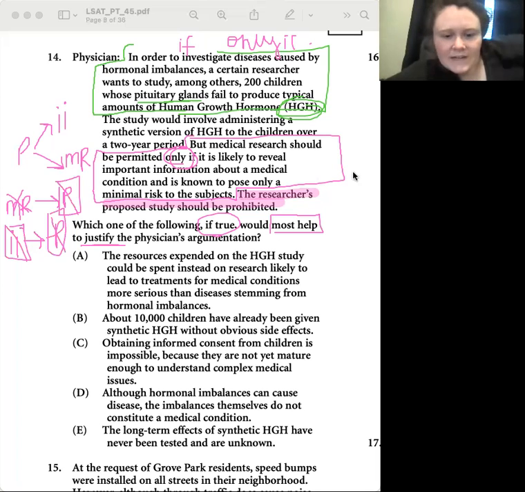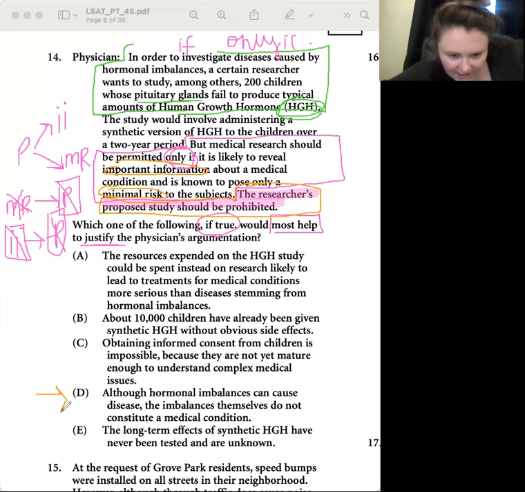So what did you predict here, why should the proposed study be prohibited? Because it's missing one of those two? Yes, if it's either missing the important information key or the minimal risk, then it should be prohibited, correct? Correct. All right, so what did you say? You said D for this one? Yeah. Although hormonal imbalances can cause disease, the imbalances themselves do not constitute a medical condition.